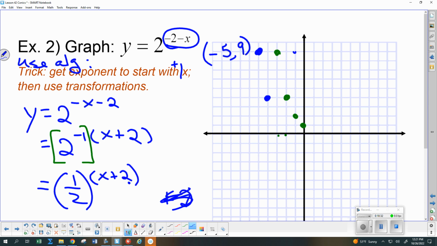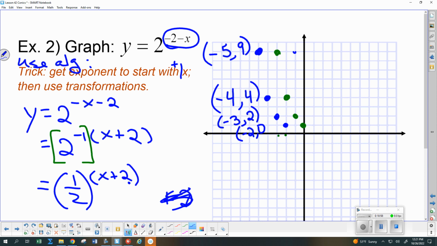2 more to the left is -4, 4. I had one at -1, 2. If I move that to the left 2, it is -3, 2. My old y-intercept goes to the left 2, so it is now -2, 0.